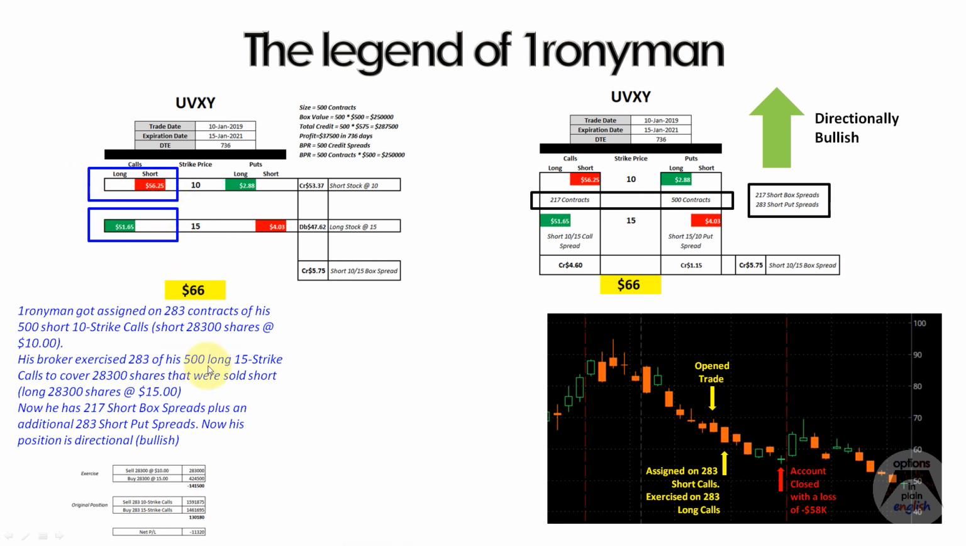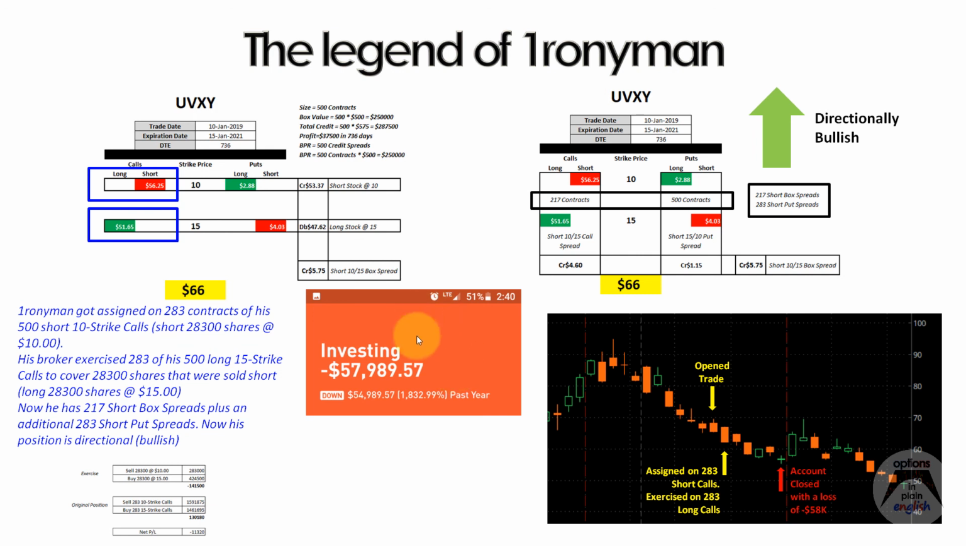Once those were assigned and exercised, this trade became bullish, and now you are exposed to the market. The stock kept going down, so you lose, and it spiraled out of control. And now he lost $58,000 when he had an account with $5,000. So now he owed his broker $58,000. Okay, so this is the loss, and this is something he posted. So basically he lost 1,800% of his account.